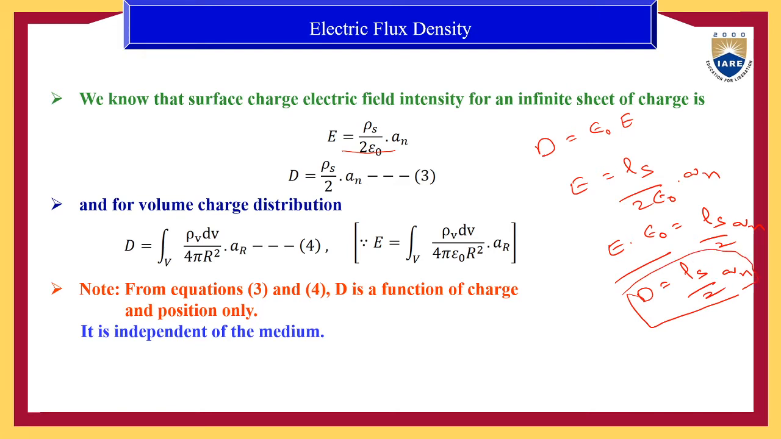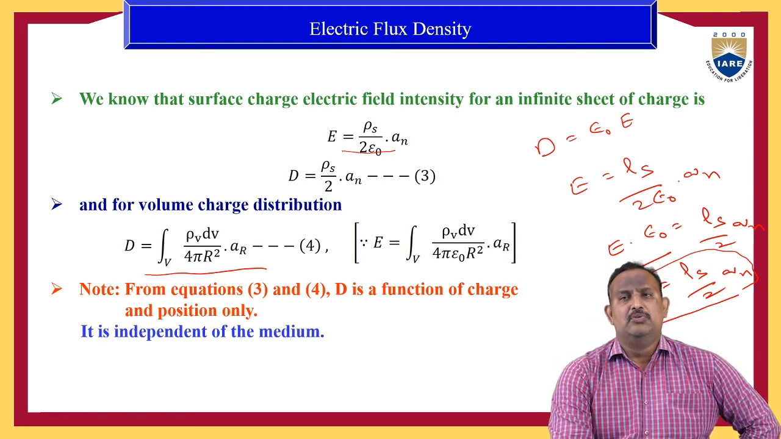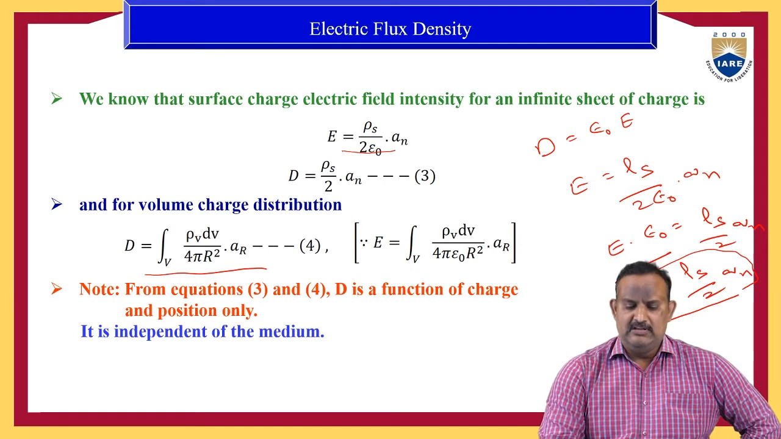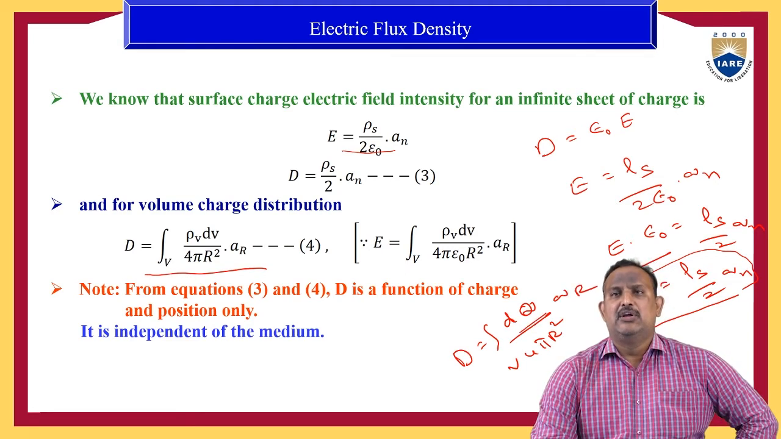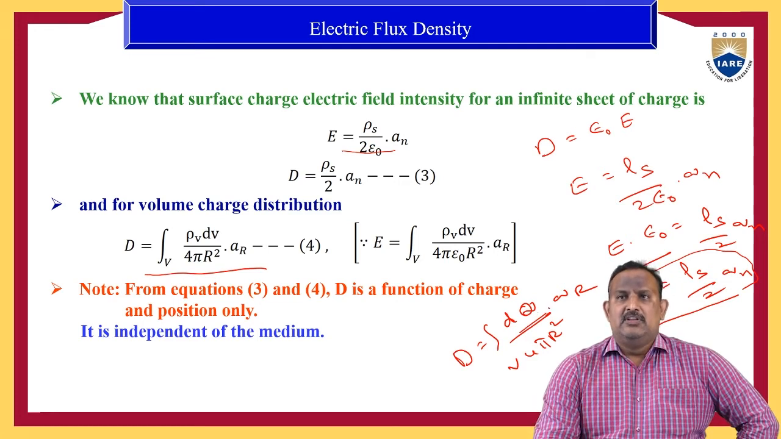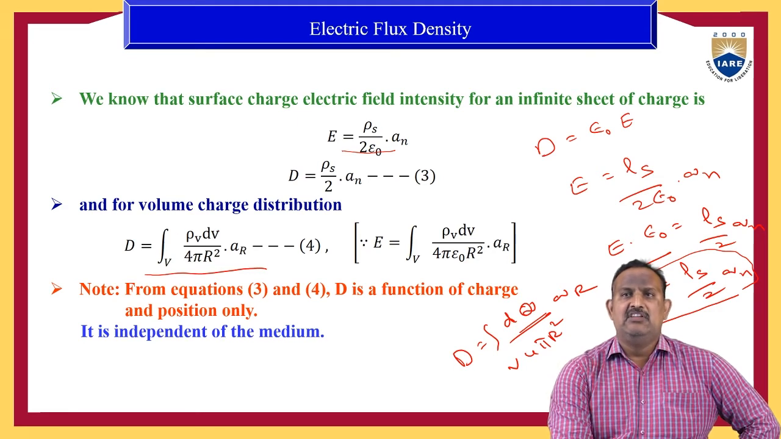Similarly, for a volume charge distribution, D is equal to the volume integral of rho v dv by 4 pi r square into ar. Or in another way, we can express it as D equal to the volume integral of dq by 4 pi r square into ar, where dq is the elemental charge. dq is nothing but rho v into dv. Therefore, the electric flux density D is equal to the volume integral of rho v dv by 4 pi r square into ar.